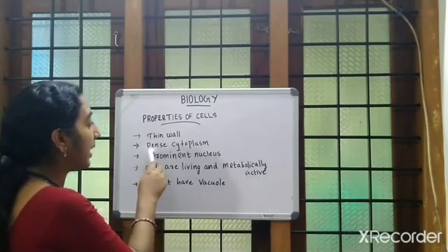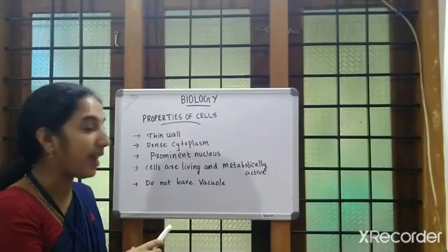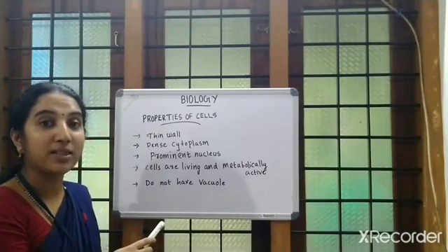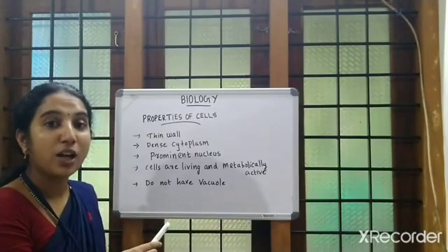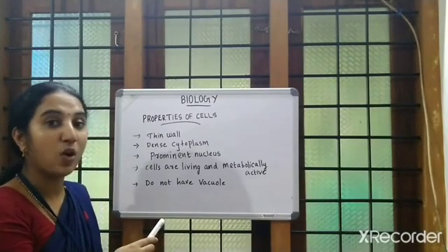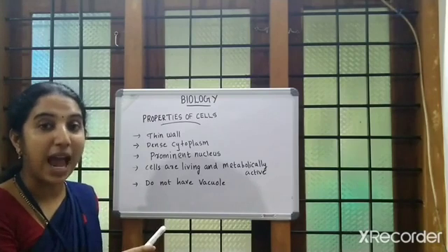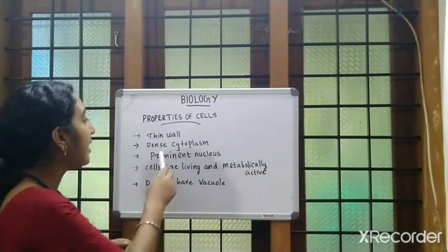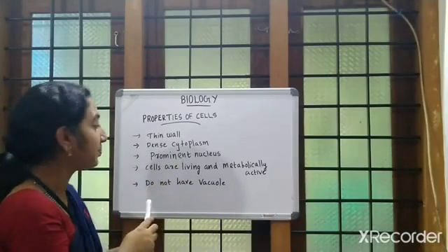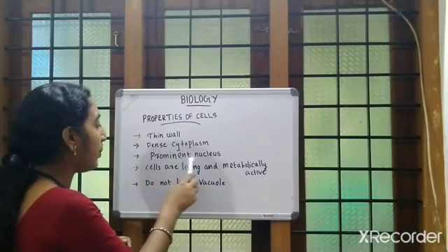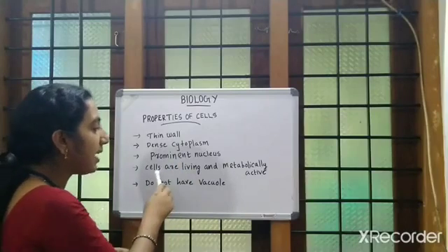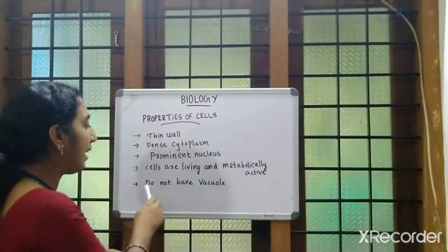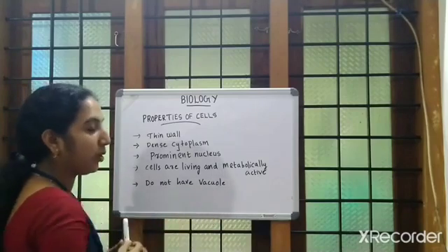Then the second property is they have a dense cytoplasm. We know that cytoplasm is for storing the raw materials. We have already studied that they are actively dividing cells, so they will have a dense cytoplasm. Then they have a prominent nucleus. Cells are living and metabolically active. They do not have a vacuole.